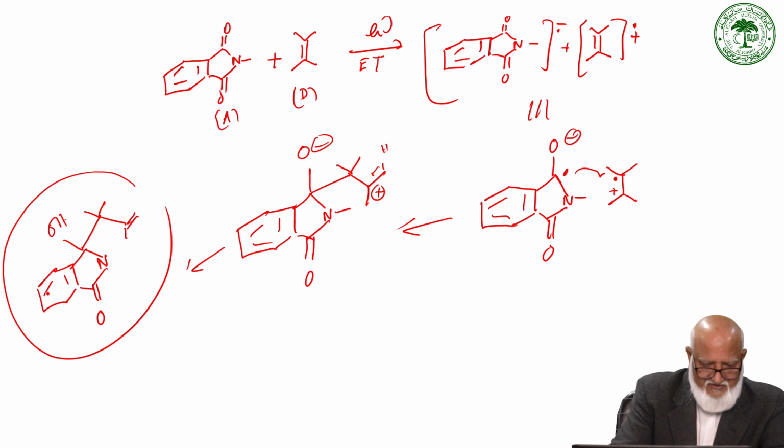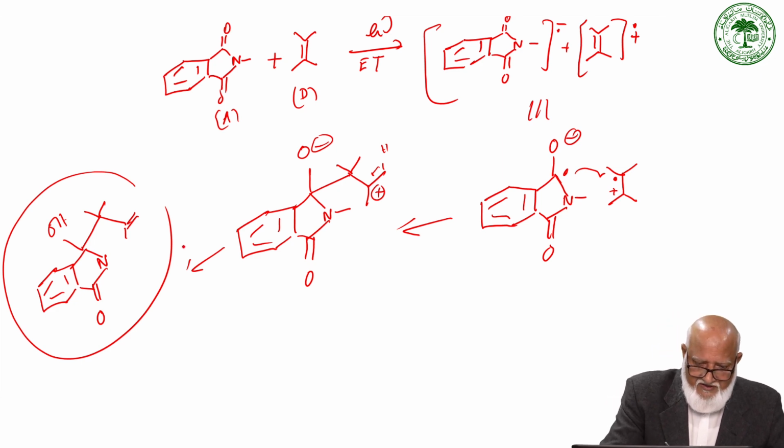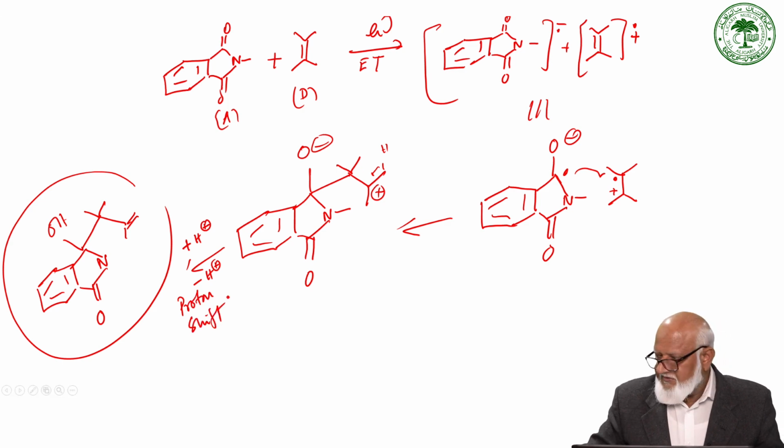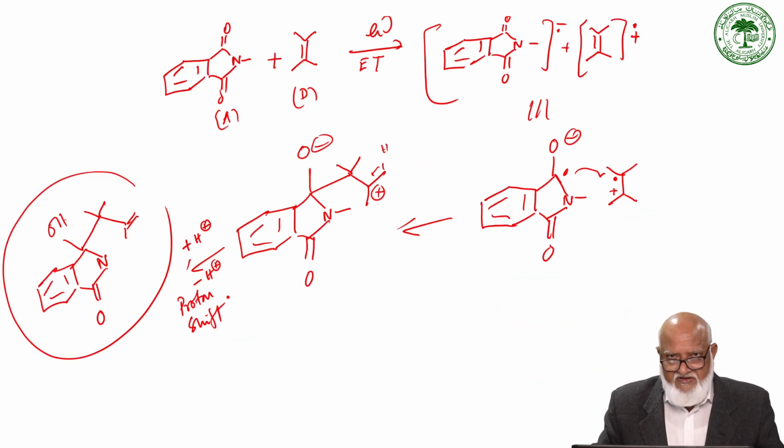So this is another example of a similar type where donor and acceptor under photolytic conditions undergo electron transfer to generate a radical anion and radical cation. Then there is radical coupling followed by loss of a proton, minus H plus, and a proton shift from here. So this is a really interesting example where the donor and acceptor are adding to get the added product, under photolytic conditions generating an electron donor acceptor pair.